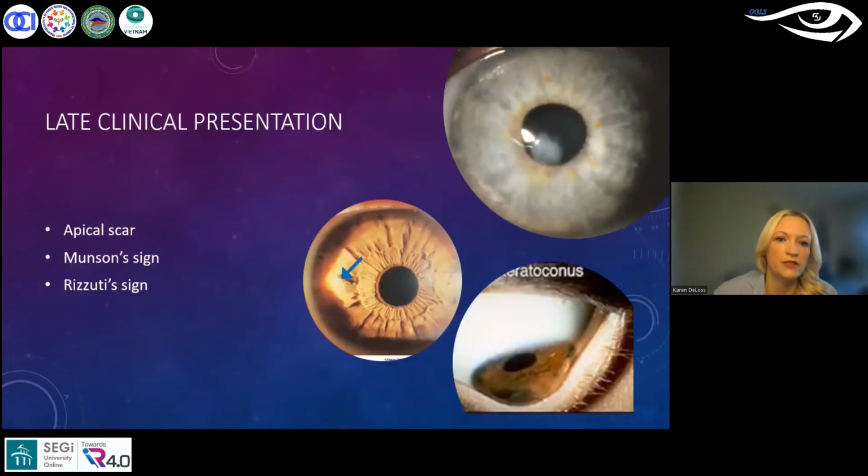Later clinical presentation: apical scars is one of the common findings. Munson's sign, when you have the patient look down. Rizzuti's sign is kind of an older way of looking at things, where you take a pen light and you can see over here that you're going to have that conical shape.